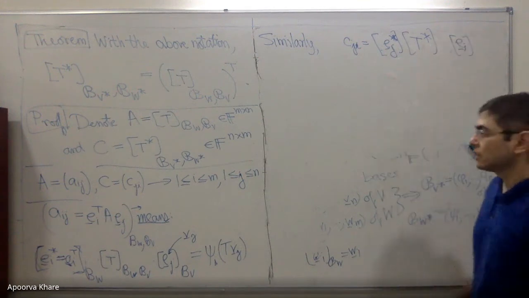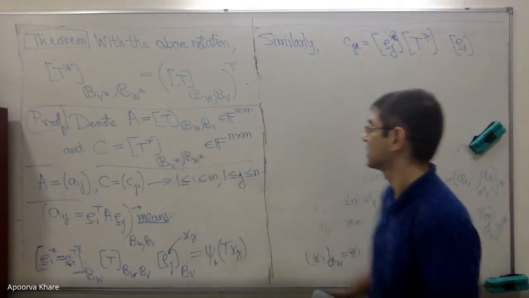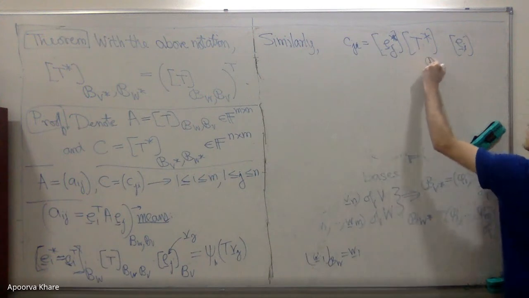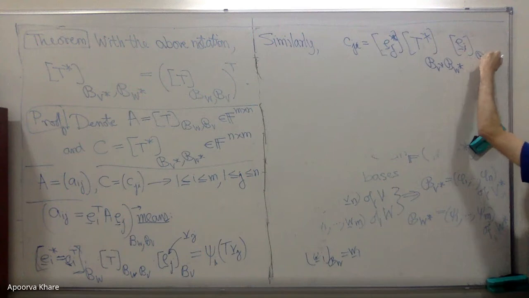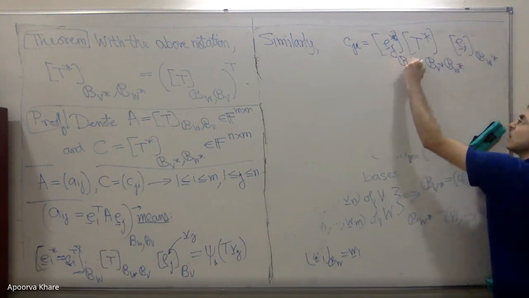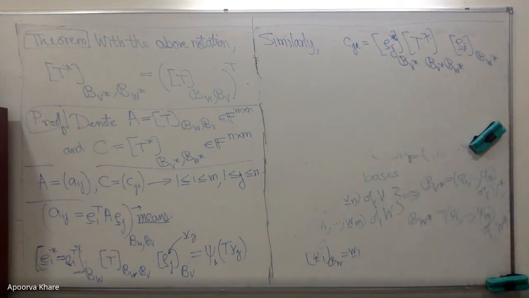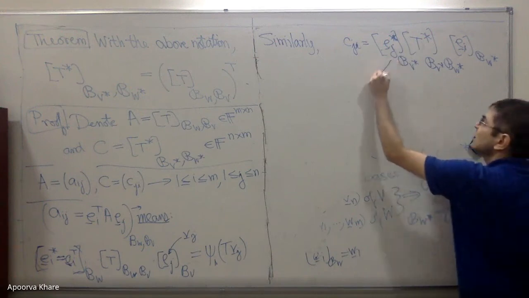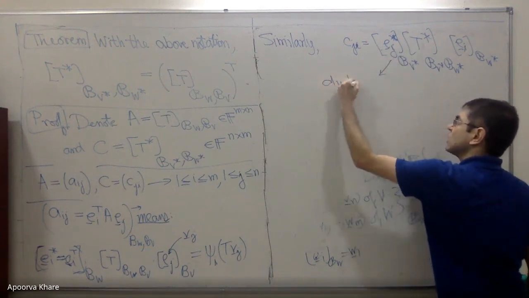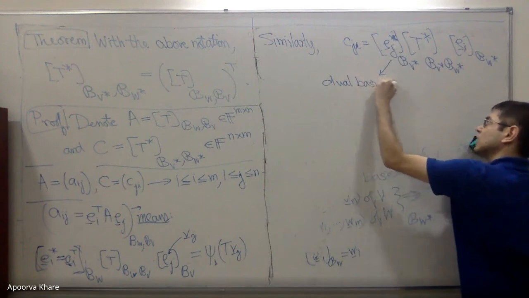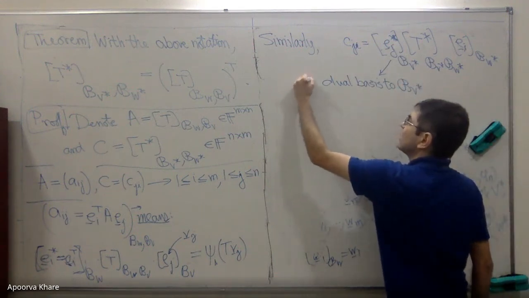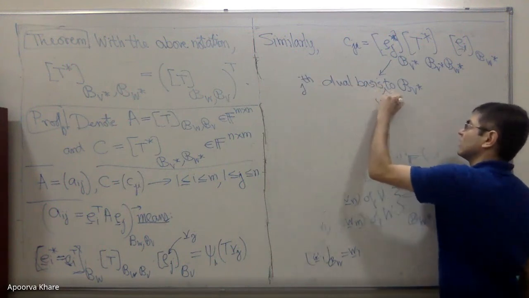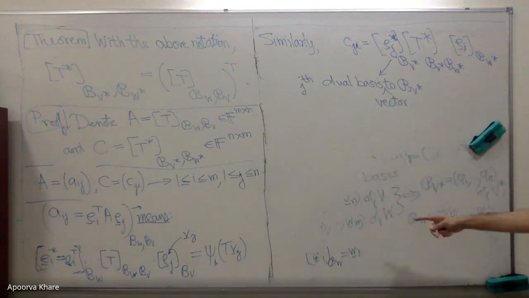But now you see the matrix C is between dual spaces. So let me first write down this is BV star, BW star. So therefore this is BW star, and this is itself BV star. Okay, so what does this mean? This is the dual basis to BV star, or the jth dual basis vector. But what is the dual basis of this thing? That is what we have to compute.